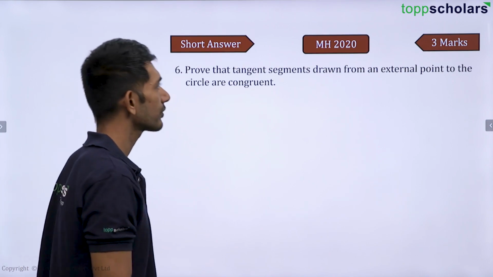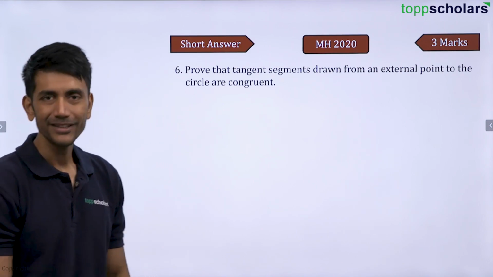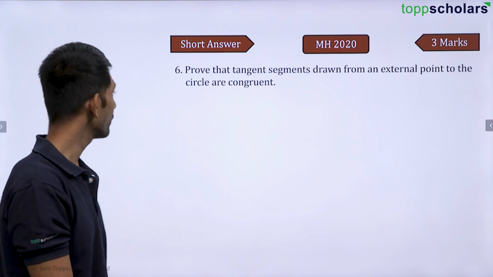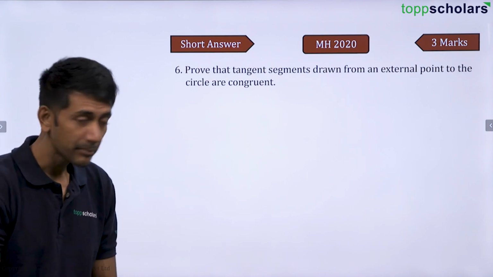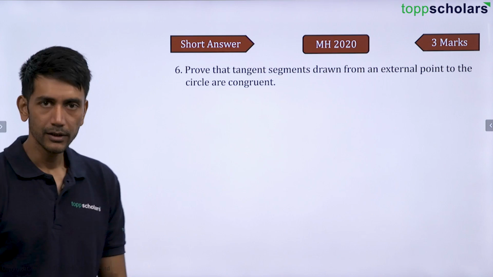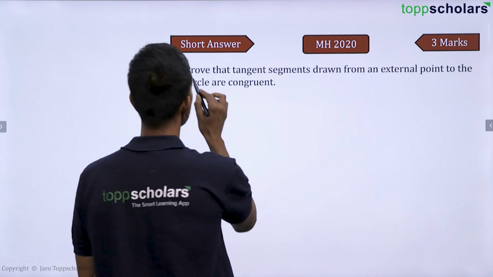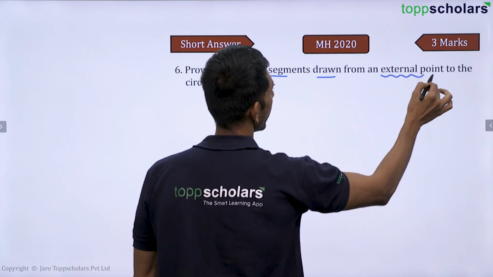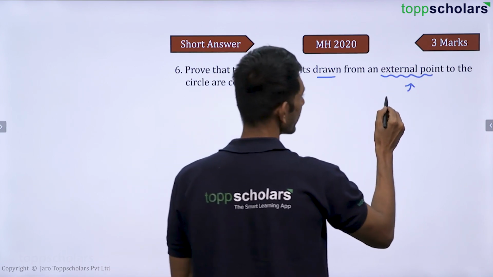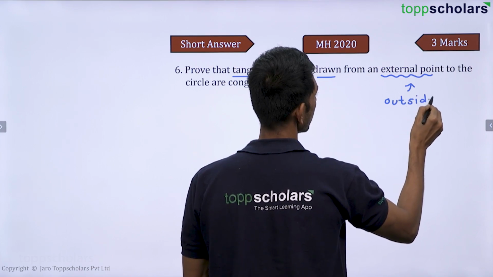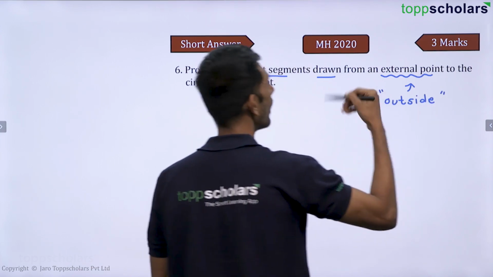Okay, so this is a proof which is very simple. This was asked in the year 2020 and we are supposed to prove that tangent segments drawn from an external point to the circle are congruent. So if we just break this down, tangent segments drawn from an external point. External means outside, right? Outside. That is point outside the circle.